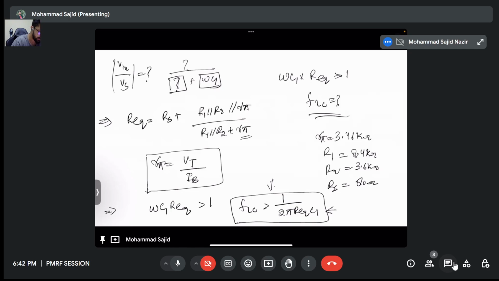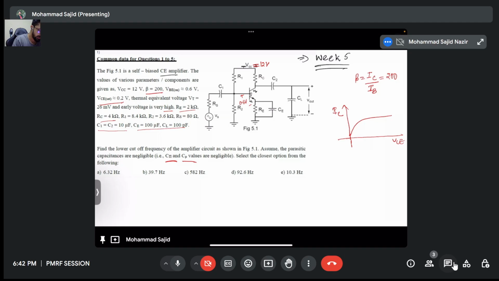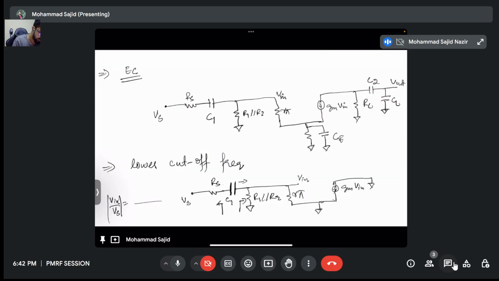For now, just remember that the cutoff frequency related to a particular capacitor can be found like this. Just take the capacitor, short every other capacitor, and find total resistance across it from left to right. In the left, it is Rs, and in the right, you have a parallel combination of these two resistances. So the total resistance will be Rs plus this term.